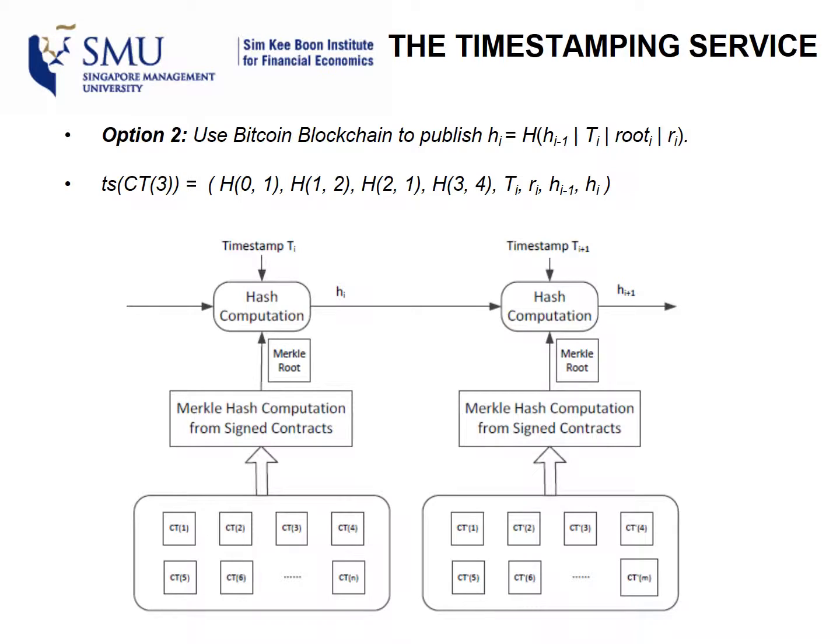We can also use the Bitcoin blockchain to publish hash values. Bitcoin is the most successful cryptocurrency, and it is based on blockchain technology. The Bitcoin blockchain is essentially a hash chain, and each block is generated in about 10 minutes. Since Bitcoin is already so successful, it has proved that the blockchain is a trustworthy public ledger. So we can use the blockchain as an unalterable medium to publish the hash values, in a similar way.